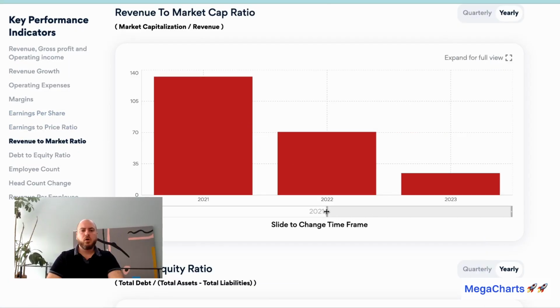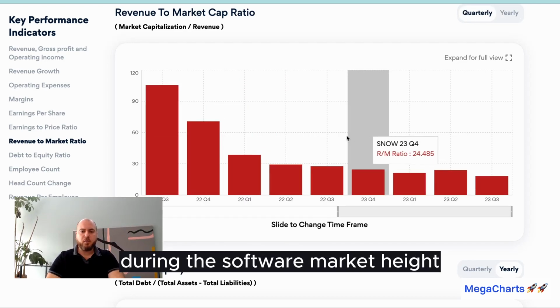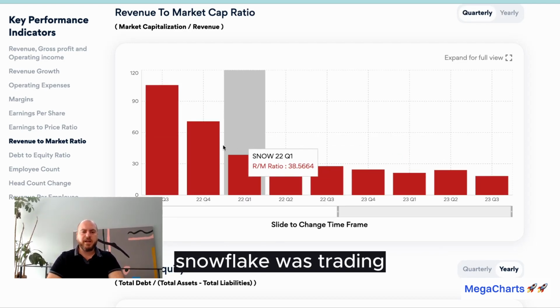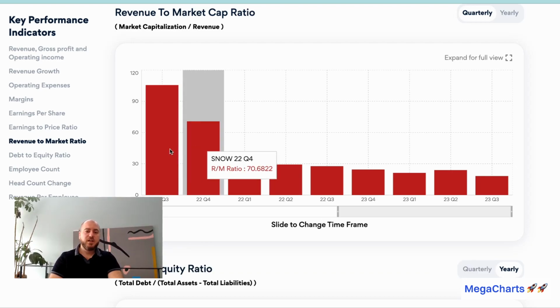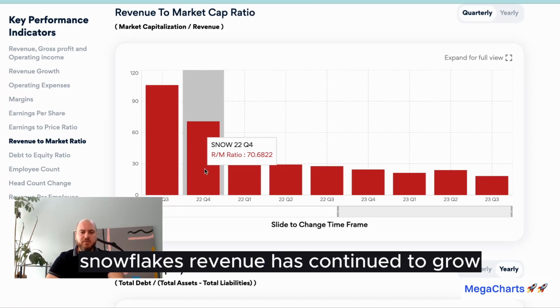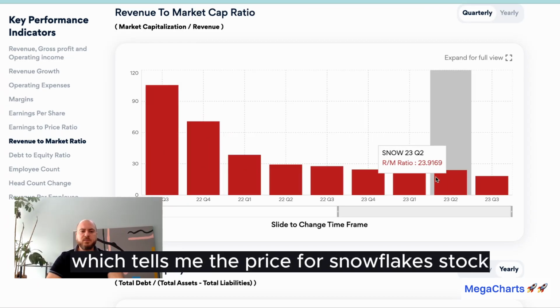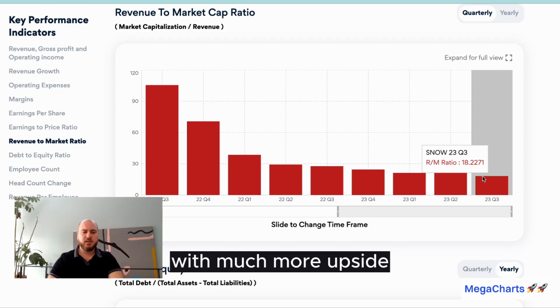Finally, for the reasons weighing in favor of investing in Snowflake now, let's look at the revenue to market cap history. We can see back in 2020 and 2021, during the software market height, Snowflake was trading at a much higher revenue to market cap ratio. Not only has that ratio come way down, Snowflake's revenue has continued to grow, which tells me that the price for Snowflake stock is way fairer now than it was before, with much more upside.